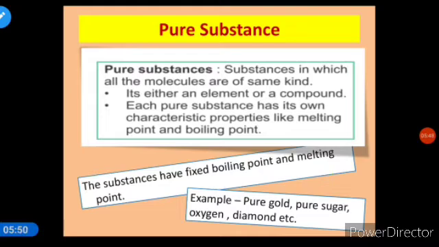Pure substances are substances in which all the molecules are of the same kind. It means only one kind of substance is present in a pure substance. It is either an element or a compound. Each pure substance has its own characteristic property like melting point and boiling point. It means a pure substance has a fixed melting point and a fixed boiling point. For example, pure gold and pure sugar without mixing of anything else, and oxygen, diamond, are a few examples of pure substances.